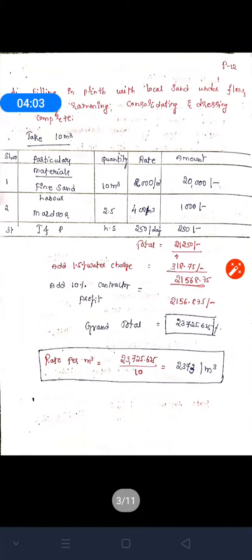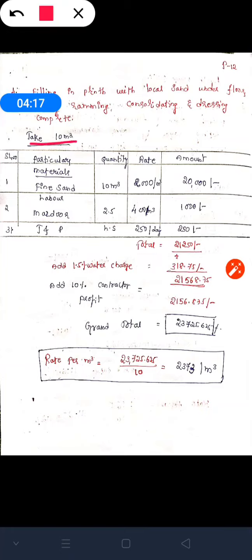And the second one is filling in plinth with locally available sand under the floor, ramming, consolidating, dressing and completing. Here in this question he has again given 10 meter cube of work. And as I told you, again you should prepare a similar tabular column, with serial number, particulars, quantity, rate and amount. In serial number 1, materials: as I told you, for earthwork filling while using the soil, the same soil that we excavated, we do not consider it. But here we should consider material because we are filling the sand here.